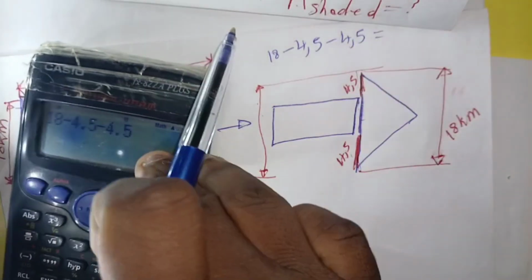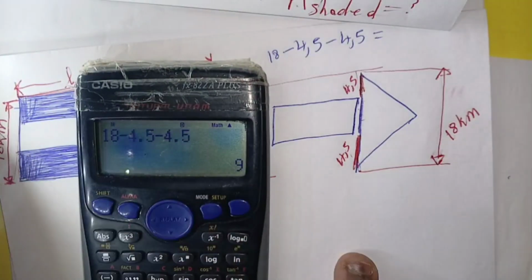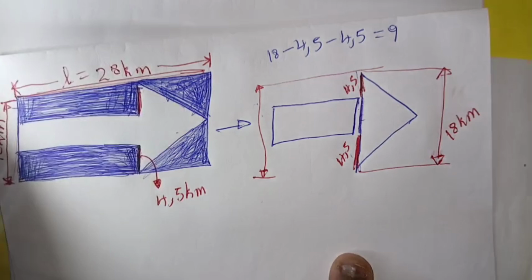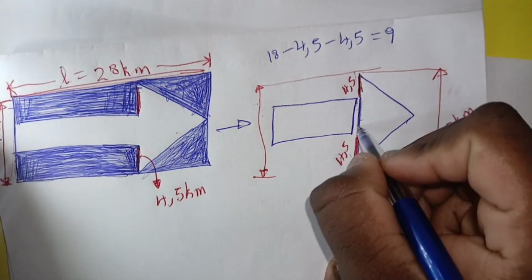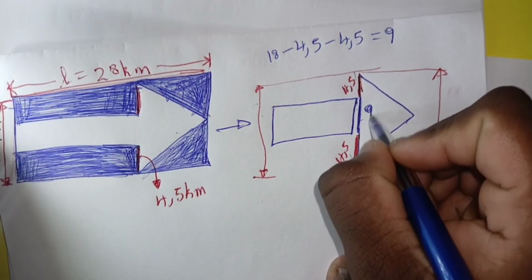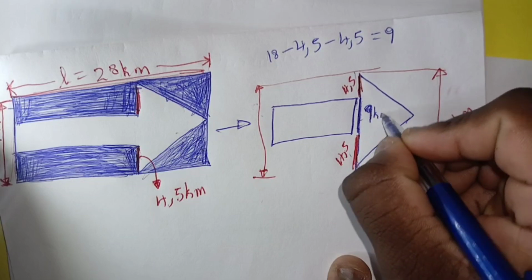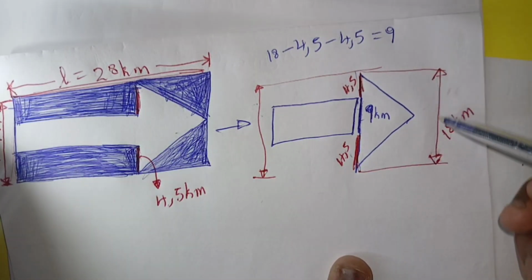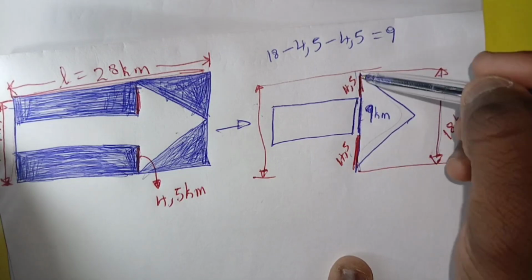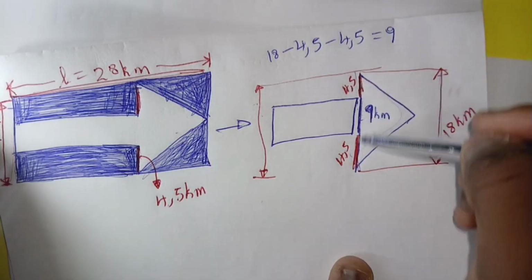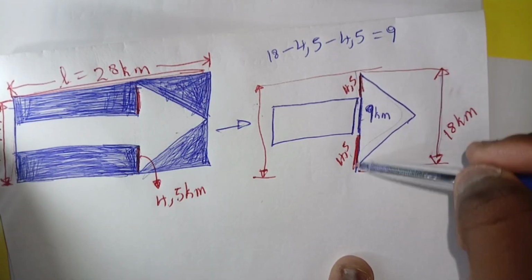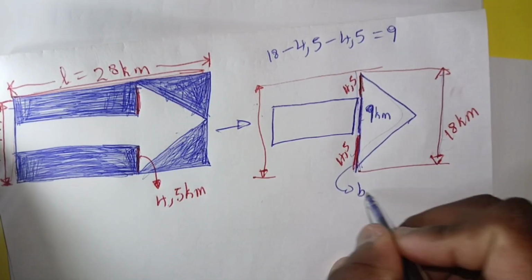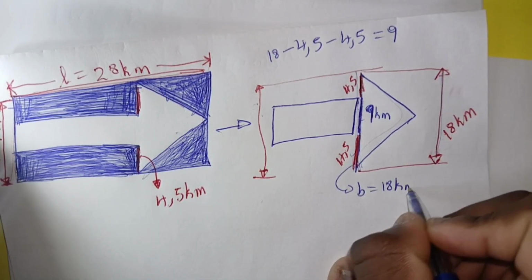I already pressed it there. Yes, you will get 9. You can see there. So it means that this height, guys, is 9 kilometers. And please take note, guys, in this triangle, the one which is the height will be the base, meaning that all this part there, the base, is equal to 18 kilometers.